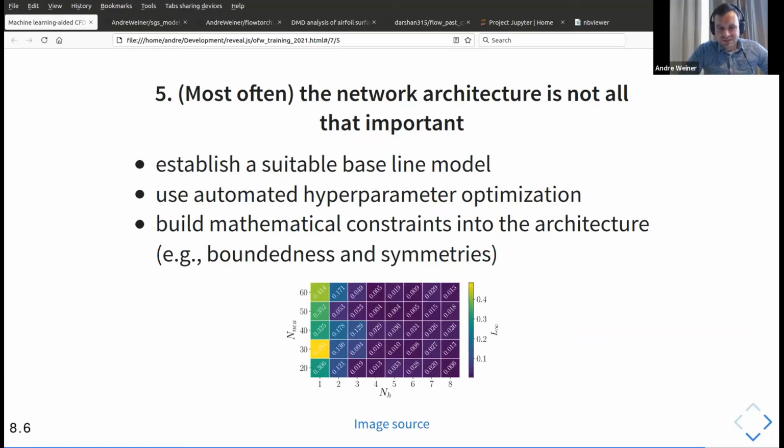On this little picture below, you see a little parameter study. NH is the number of hidden layers of your neural network. NU is the number of neurons per layer. What you see here is the L infinity norm for a rather simple approximation problem. And what you see is that if the network has a certain capacity, it doesn't really matter which exact architecture parameters you pick, your model will always perform quite well.